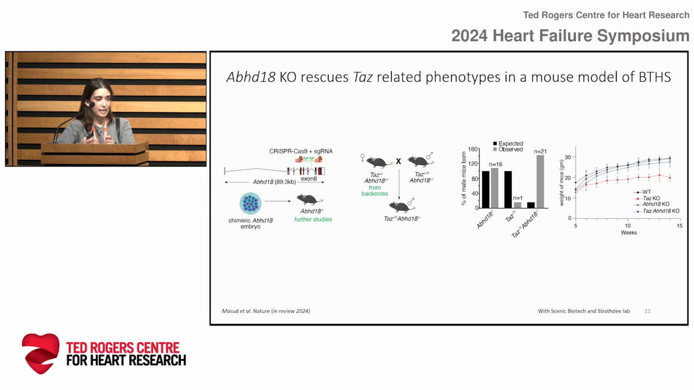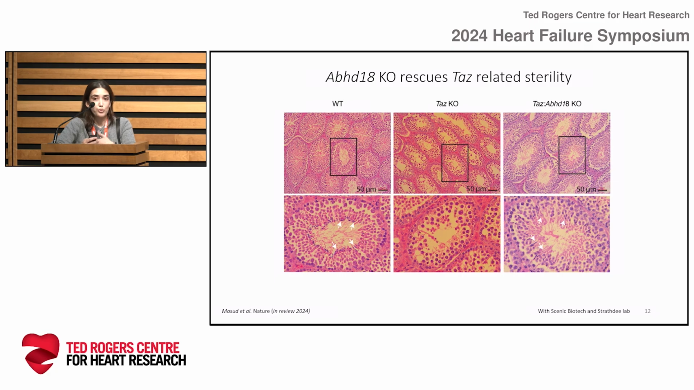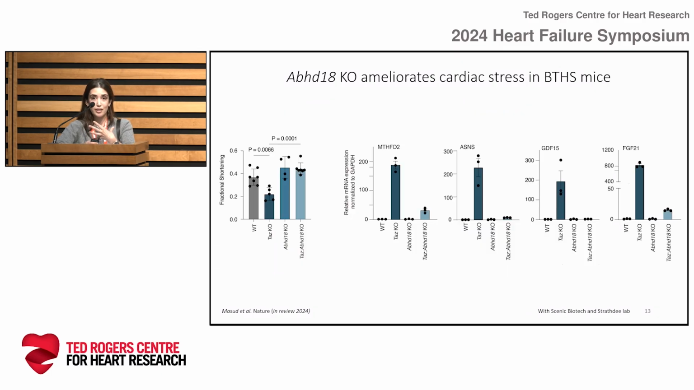So again, with Scenic in Amsterdam, we generated an ABHD18 knockout mouse as well as a double knockout mouse, and we restored both Barth human phenotypes as well as all the phenotypes we see in mice. So we fixed the Mendelian birth ratios in males, we fixed the weight, we restored fertility. Male mice and Barth patients are infertile. We can now see sperm in the lumen in the double knockouts. We also restored cardiac functioning that we observed with fractional shortening.